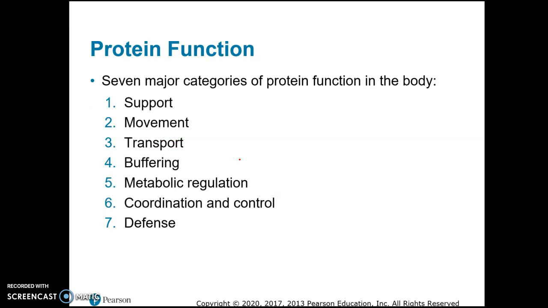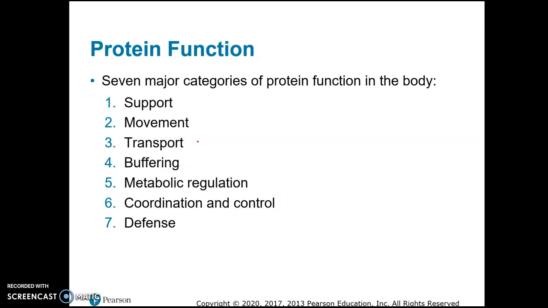As far as functions of proteins, they have many, many functions, at least 7. Proteins can function in support. For example, the protein collagen is known for its strength, and so it's found in bones and skin and other areas. Proteins can function in movement, like the proteins that cause muscle contraction. Proteins can function in transport. One example is hemoglobin, which is found in red blood cells, and it transports oxygen throughout the blood.